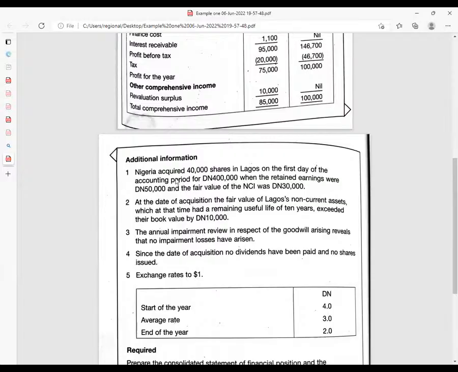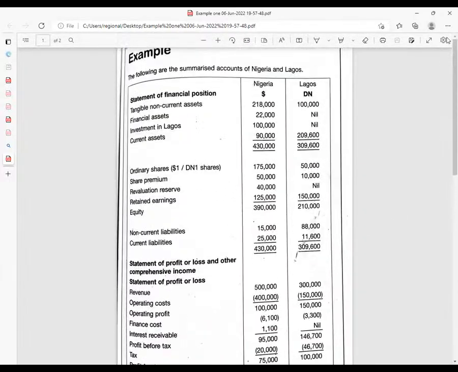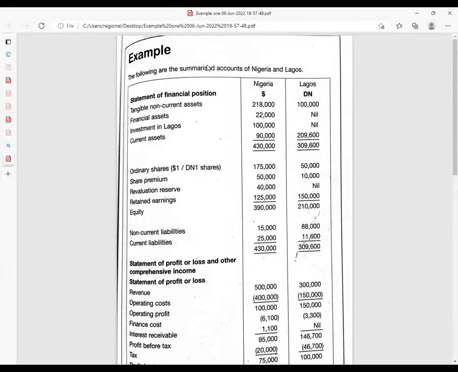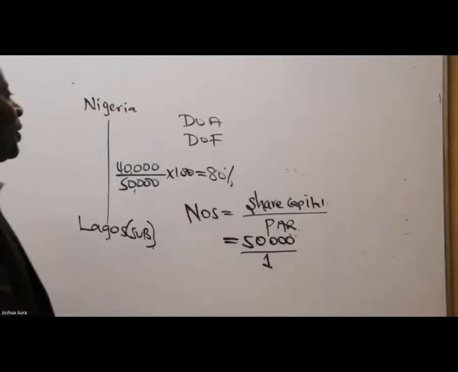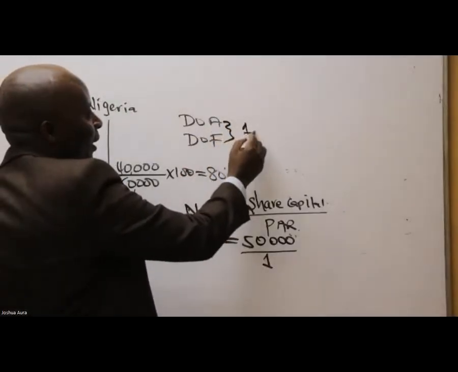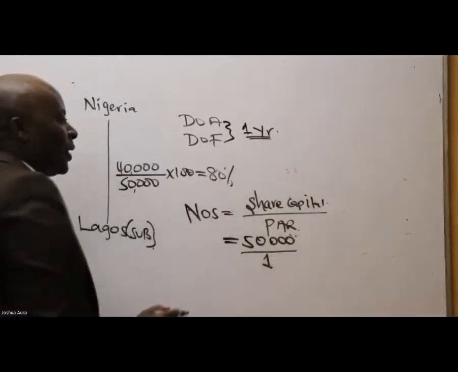There is nothing really here to count in terms of days. So we acquired these shares on the first day of the accounting period, and the accounting period starts, for example, here. They haven't even given us the date of the financial statements. It's quite a simple example, but we stayed with this subsidiary for a whole year, exactly one year.